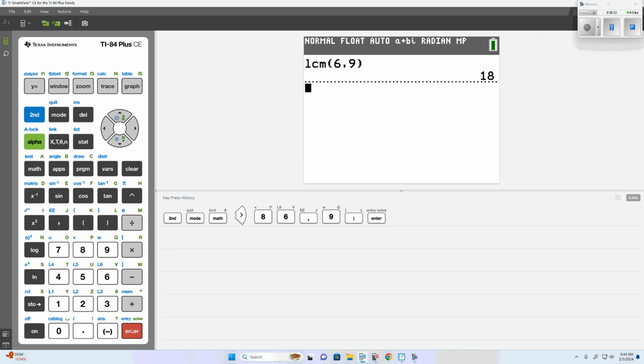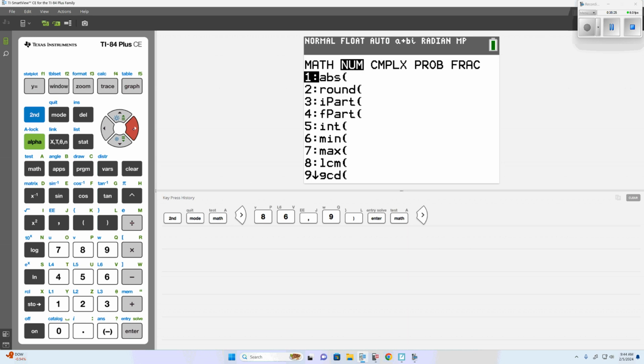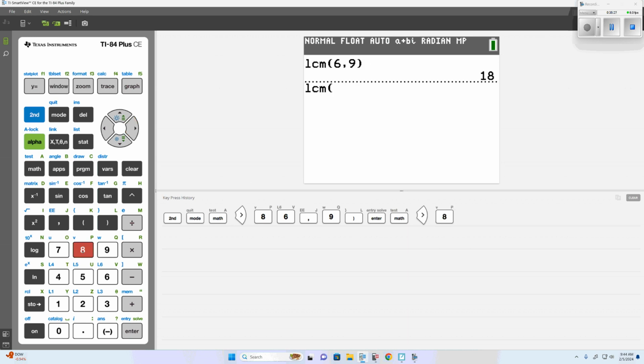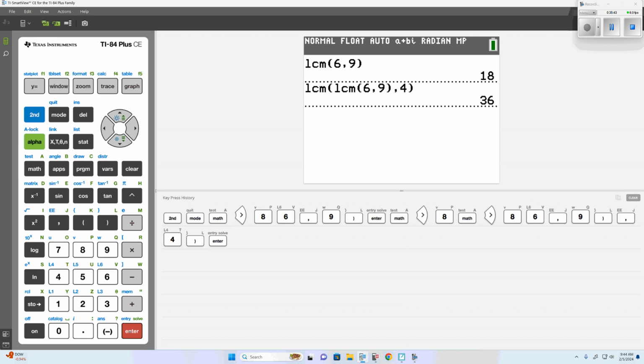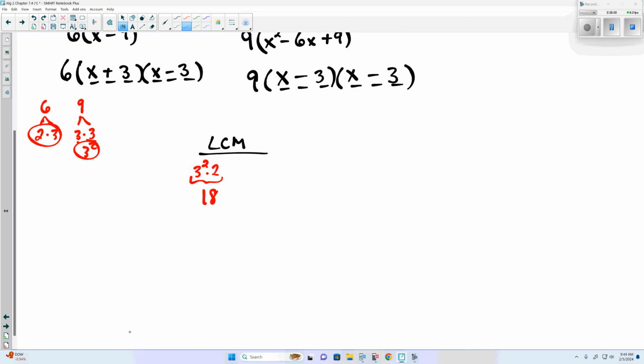Now, if you want to do 3 numbers, we have to, what they call, embed it a little bit. We can say least common multiple, math, least common multiple of 6, comma 9, comma 4. All we're doing is taking the least common multiple between 6 and 9, getting that result, then taking the least common multiple with it, which is 18 and 4, and getting that result. Does that make sense? So you can do it twice, or you can just do them individually. 18.